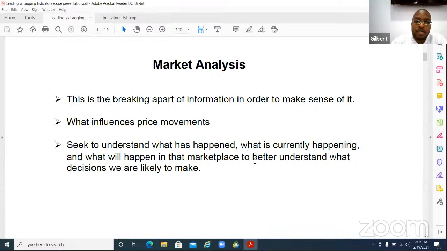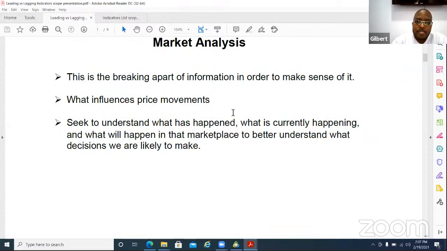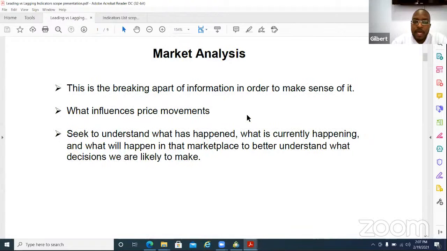So market analysis is the breaking apart of information in order to make sense of it. Just think about how you want to analyze something. You'll have to break down that information into smaller bits and pieces in order to make sense of it. And in market analysis, we're trying to figure out what influences price movement, because that is what we are interested in. In any marketplace, the first thing you want to do is understand the market and understand what moves the prices. Doesn't matter what kind of market you're in, the stock market, the forex market, cryptocurrency, bond market, you want to break down that information to figure out what influences the price movements.